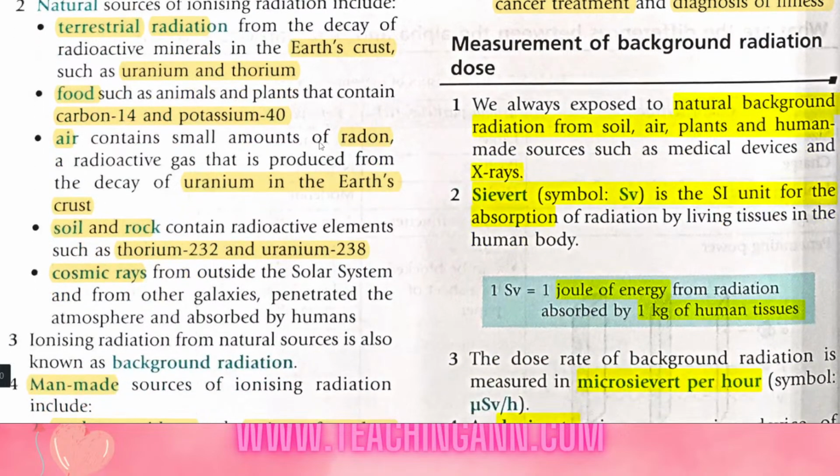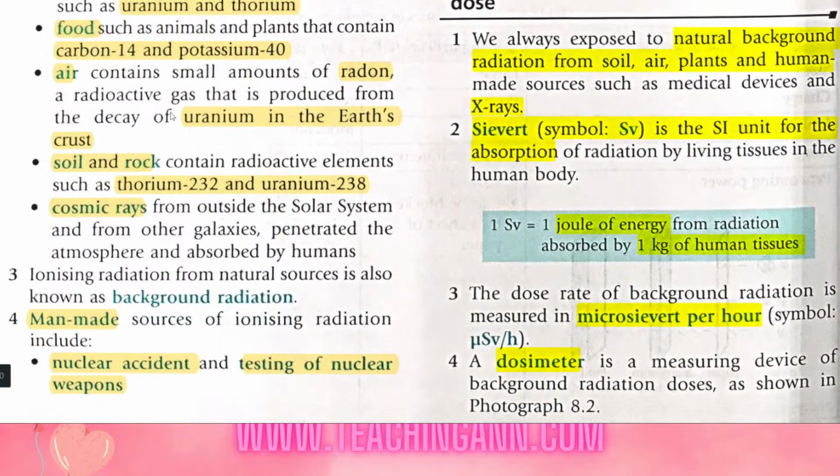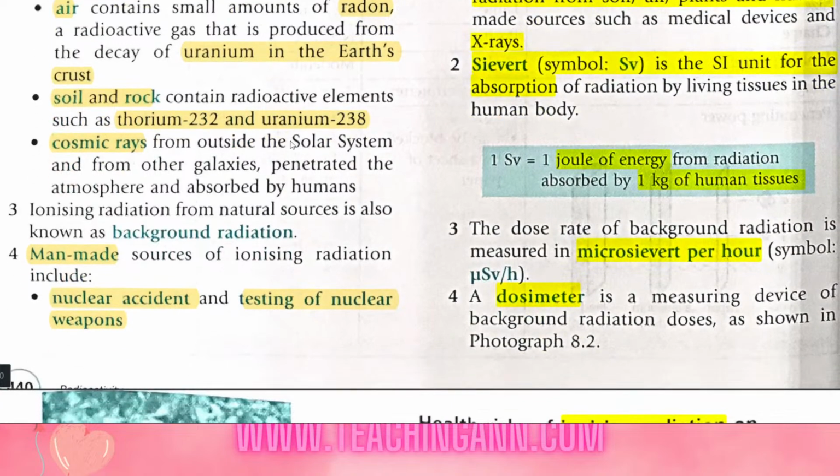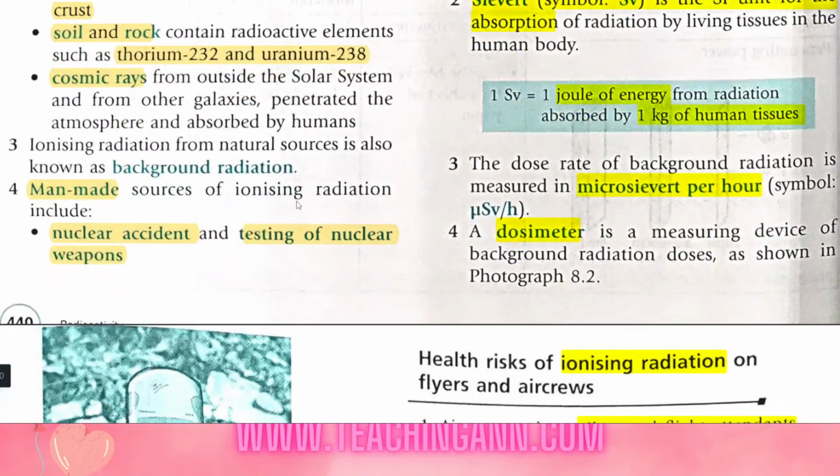And it will contain a small amount of radon. This one is because of the decay of uranium. So the uranium in the soil decays and releases radon into the gas. Radon is another kind of element. Uranium is one of the radioactive sources. When it decays, it releases radon into the air. That's what it means. And then in our soil and rock we also have thorium 232 and uranium 238. Whereas cosmic rays are from the solar system and from other galaxies. They come into our atmosphere and are absorbed by humans.